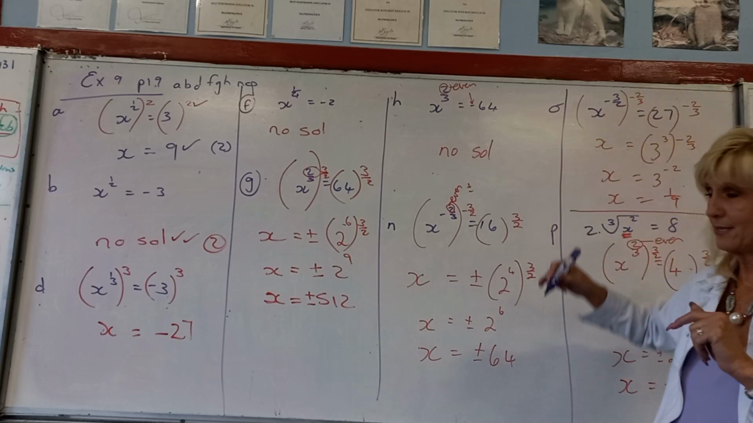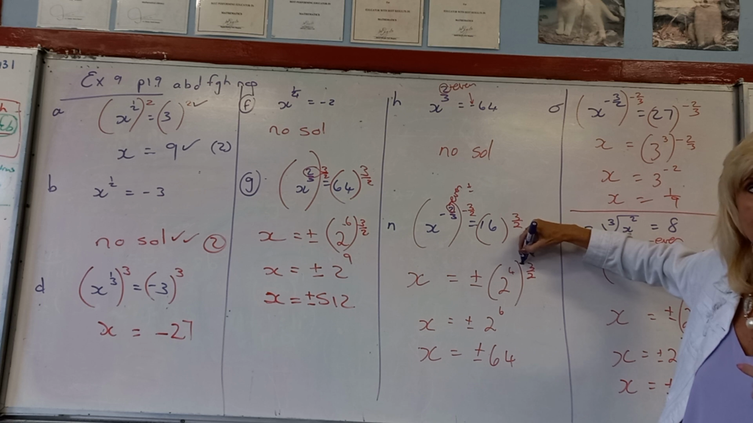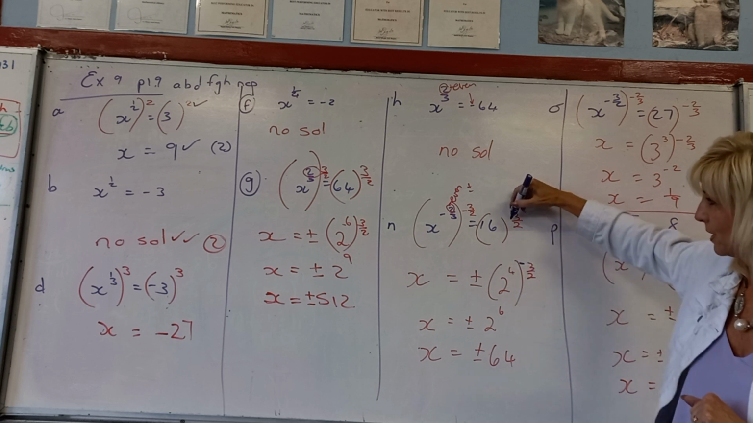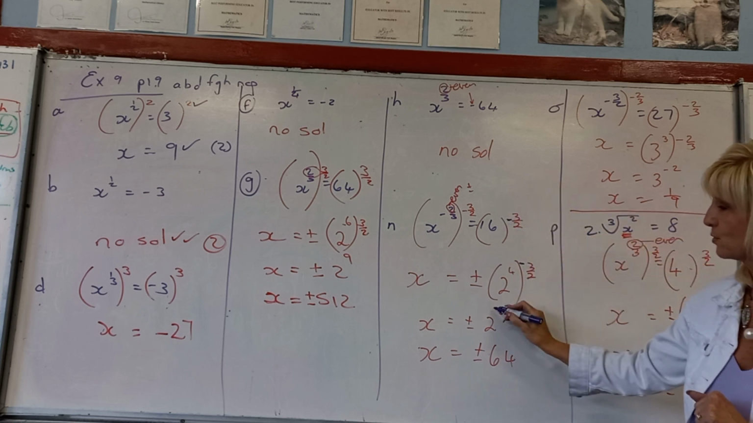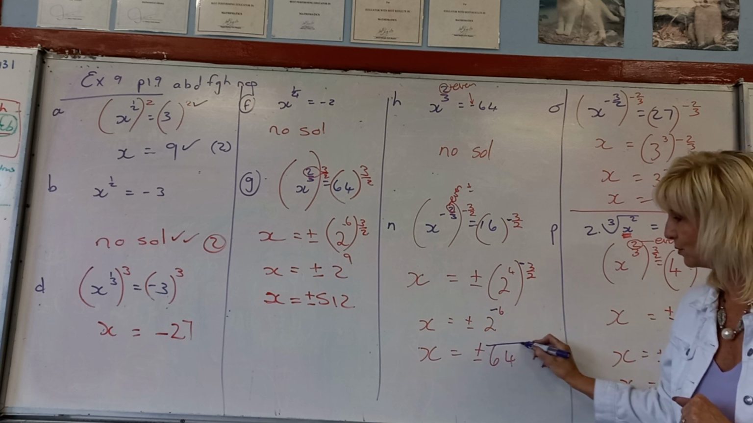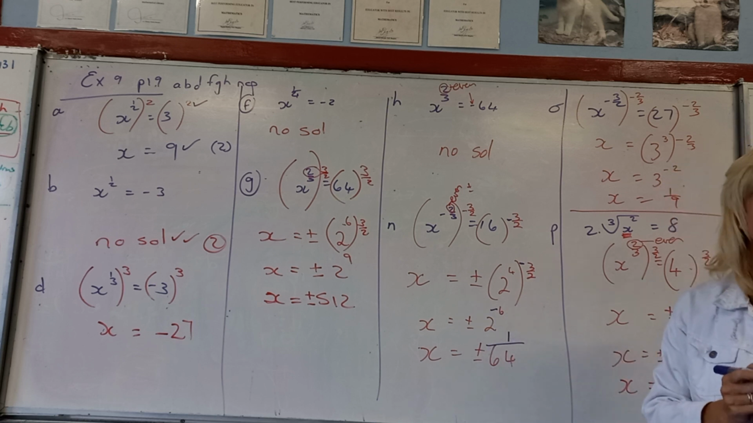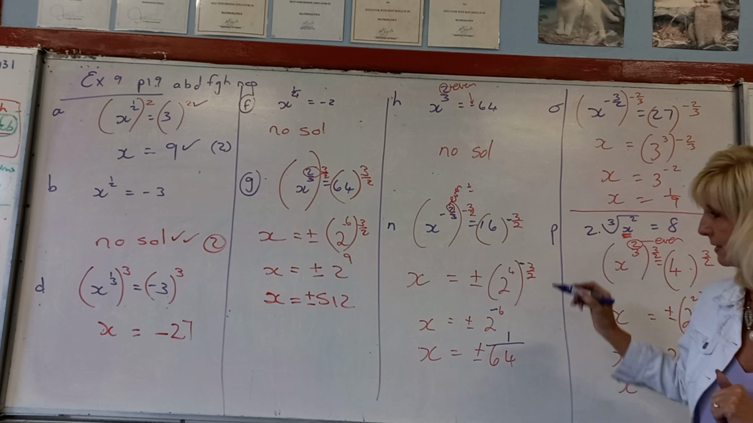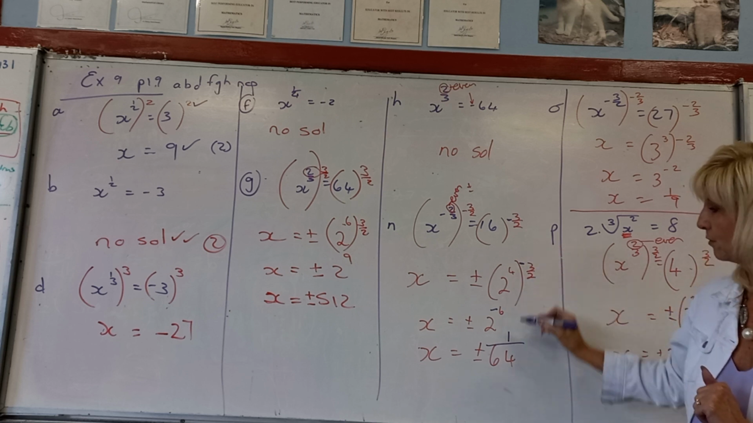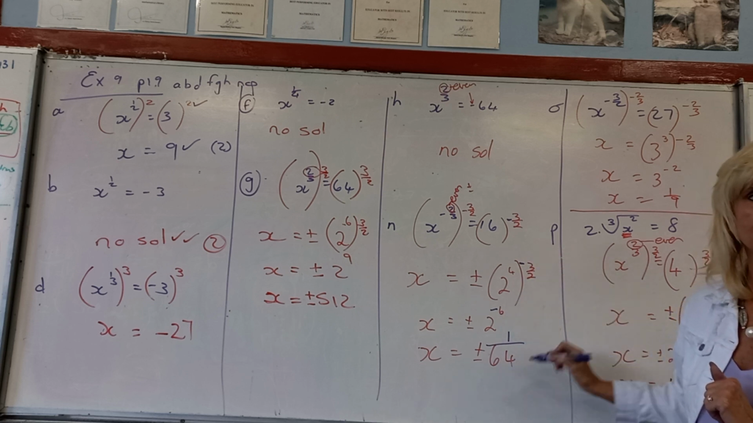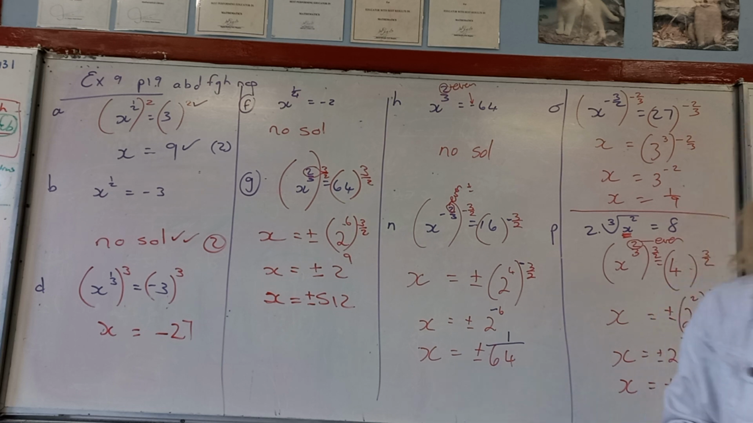Correction, thank you guys, this is a negative. So I've got to have a negative there as well. This will be negative, so my answer would be 1 over 64. Thank you for helping me correct that. If it's a negative over there, that'll be negative 6, meaning that the answer is 1 over 64.